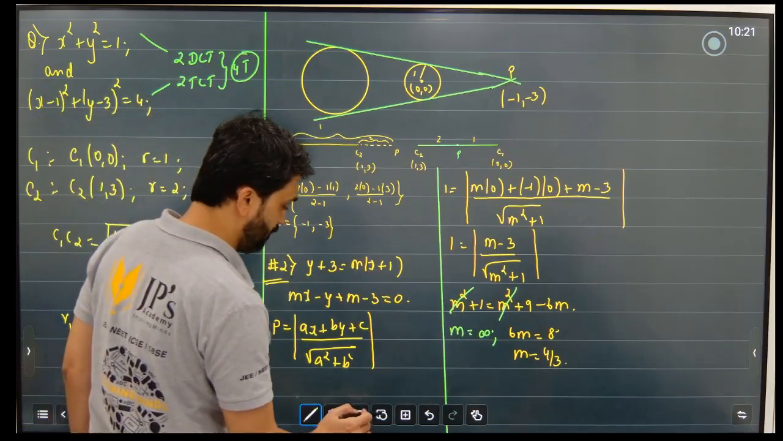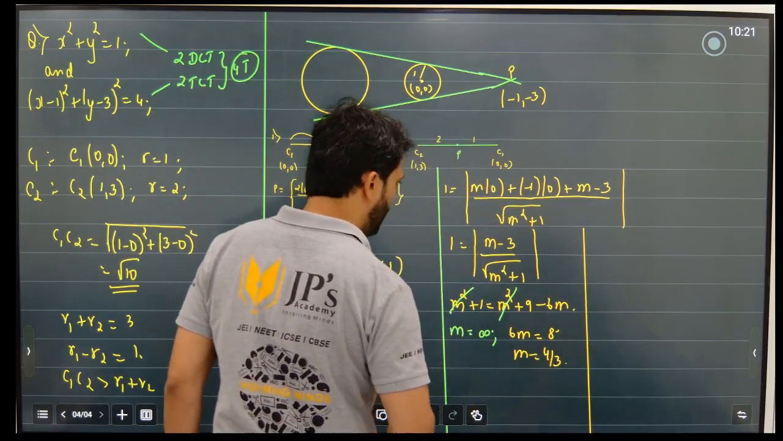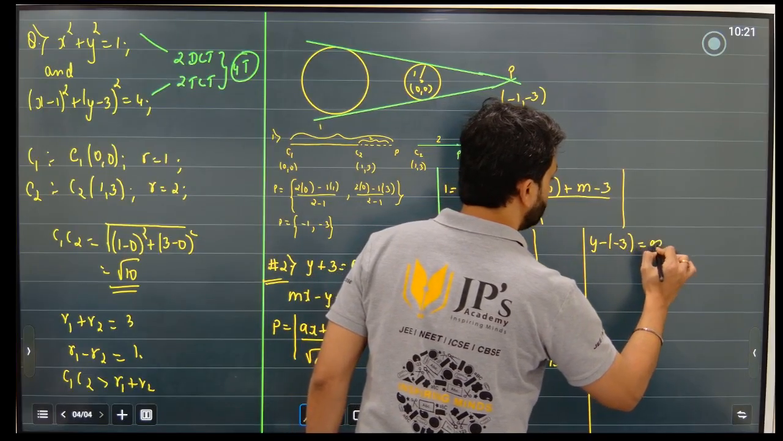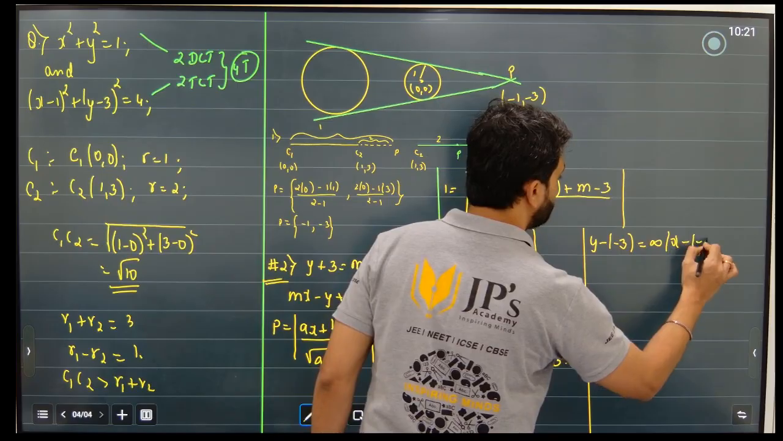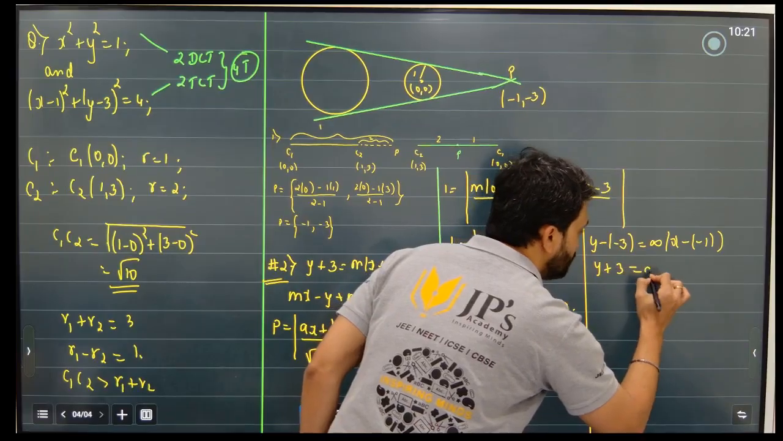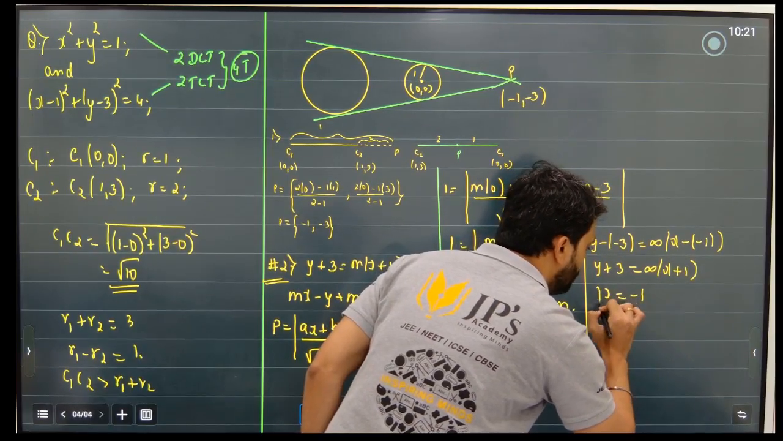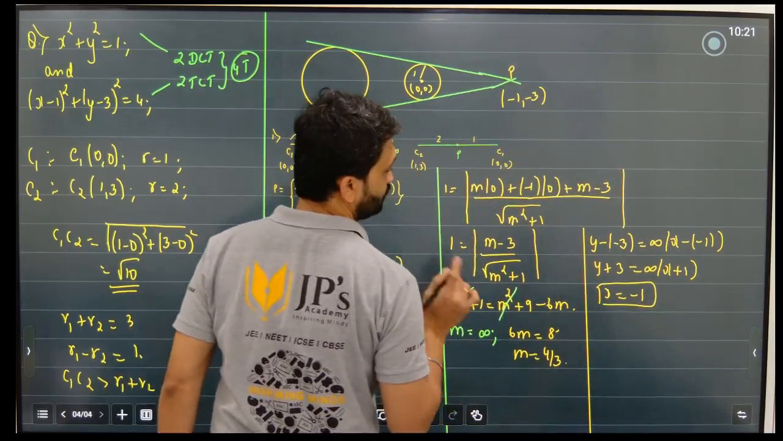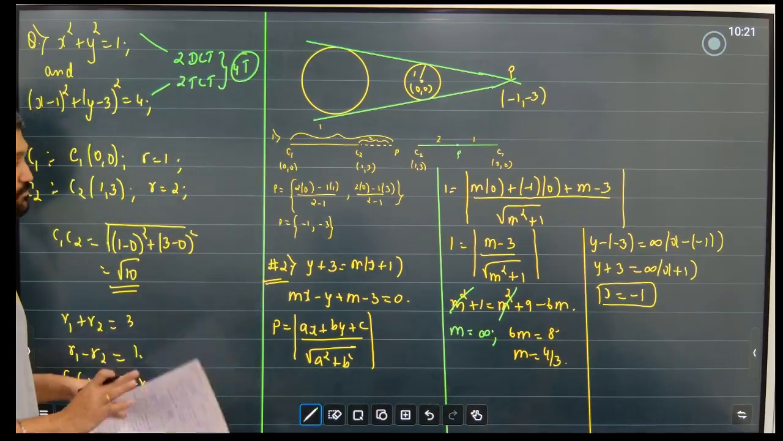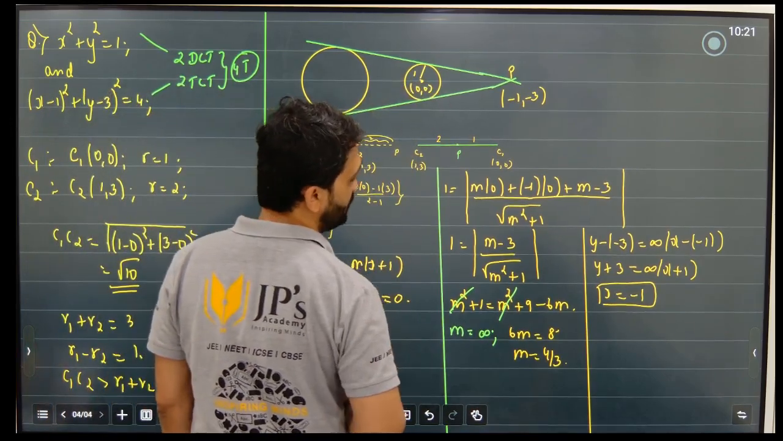So now when I find the equation, पहला है y minus y1 is equal to infinity into x minus x1. So y plus 3 is equal to infinity into x plus 1. So my answer is x is equal to minus 1. So this is one of the tangents. कि x is equal to minus 1 is one of the tangents, because मुझे पता है कि these are the two direct common tangents.